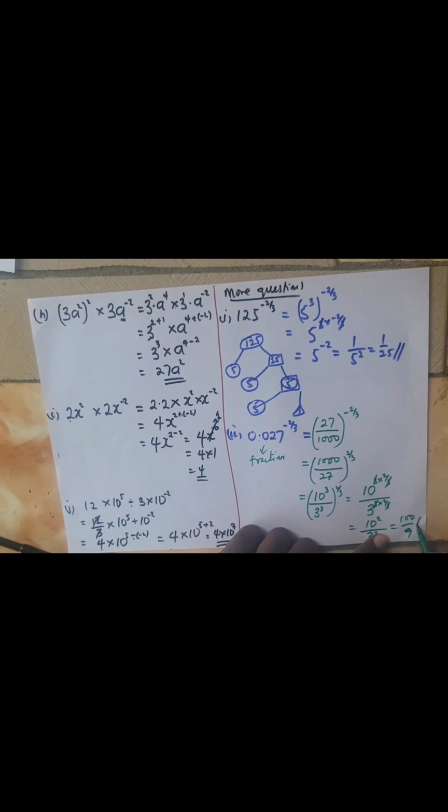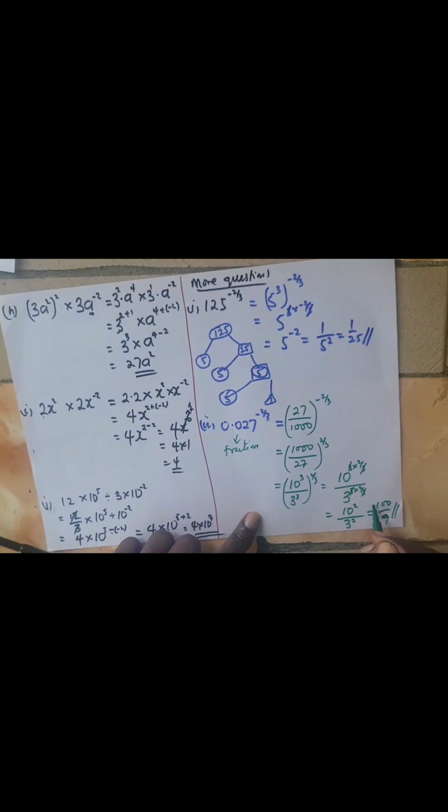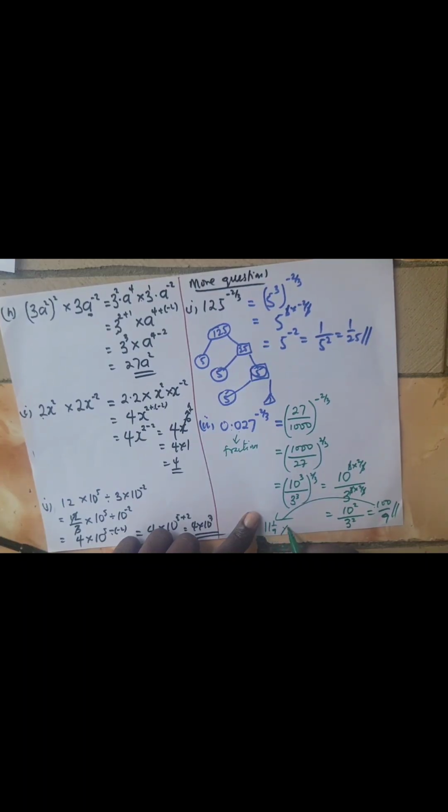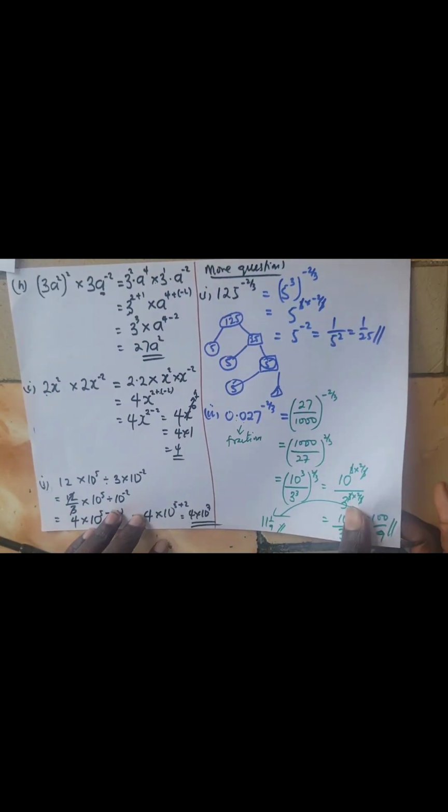You can go on and change it to a mixed number, which will be 11 and 1/9. Okay, there should be more problems, but the last thing we are going to do here today is equations with indices.